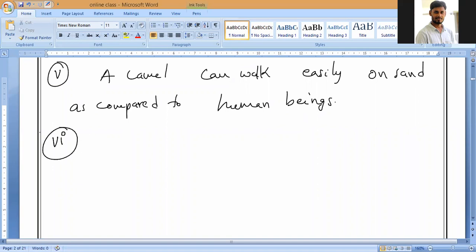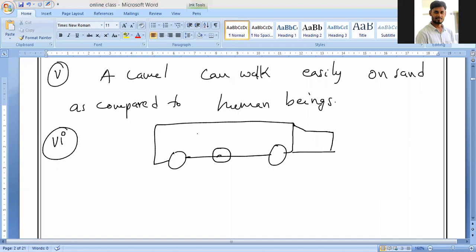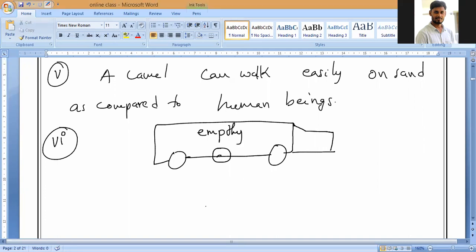Next one, a real life example. While you are traveling on the road, you may see some kind of truck. Have you noticed that some wheels are lifted up if it is empty? Yes, sir. If it is an empty truck, some wheels are lifted. If it is a loaded truck, those wheels also come down to the ground. Have you noticed it? Yes, sir.